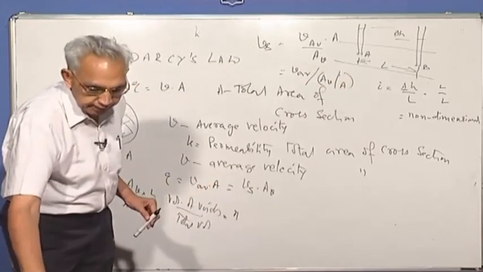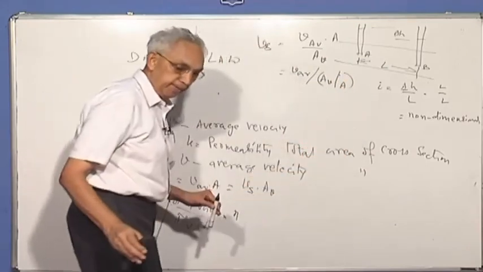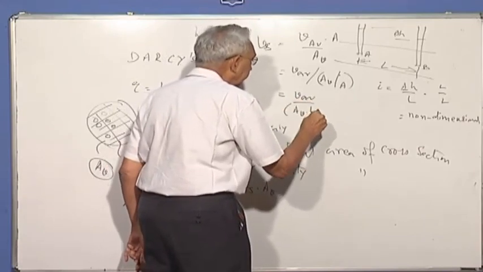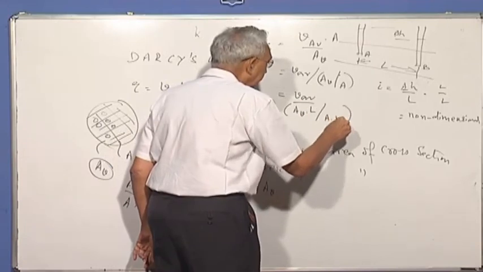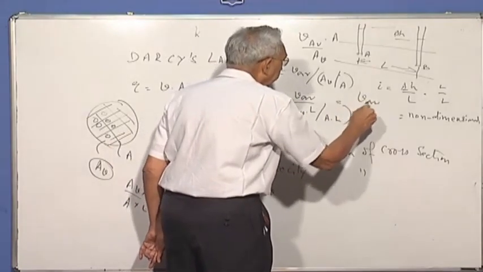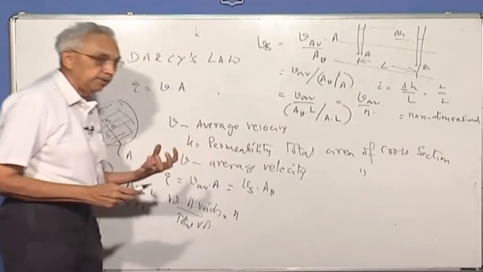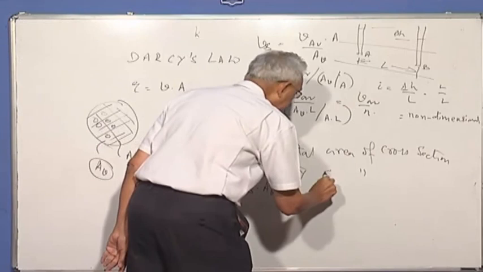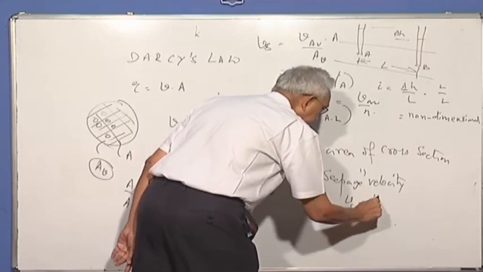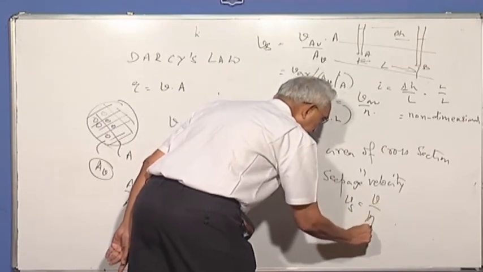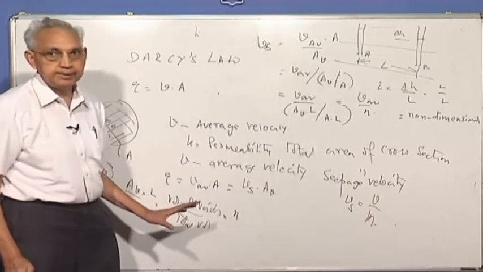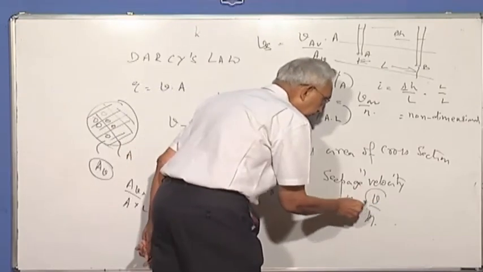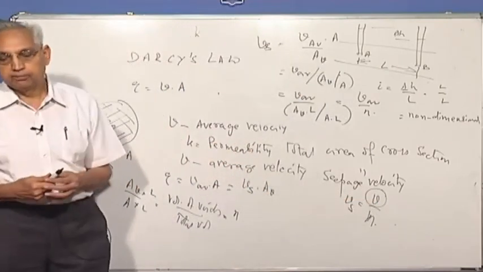The unit length I can multiply by L and then say V average divided by area of voids into L divided by total area into L, which is equal to V average by n. So the real velocity with which water flows may be higher, and it is called the seepage velocity. Vs is equal to average velocity by porosity n. So this is the actual velocity with which it flows, but we always deal with V because we want to know how much is the void space, etc.